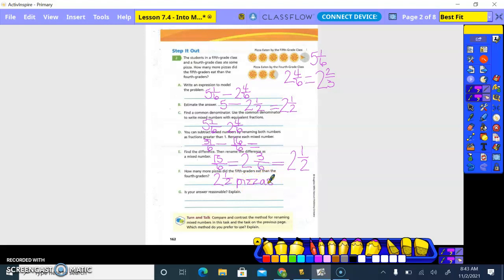Is your answer reasonable? Explain. So yes, because they're the exact same. Okay, so yes, because our actual answer is the same as our estimate.